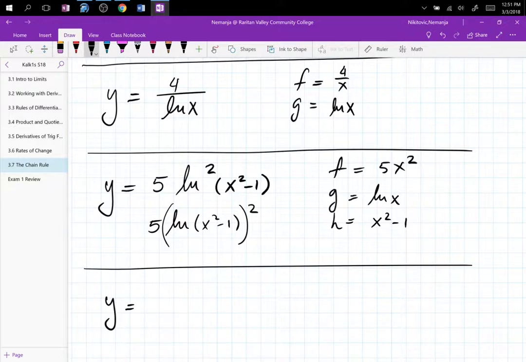So y equals the square root of sine of x plus 2. Try this one on your own. Consult with people around you.